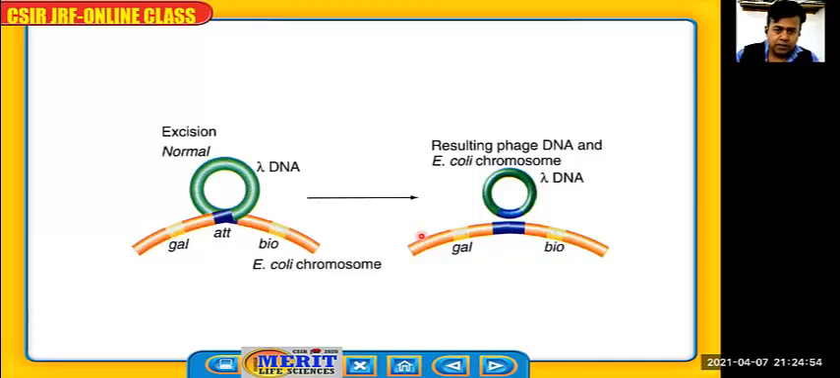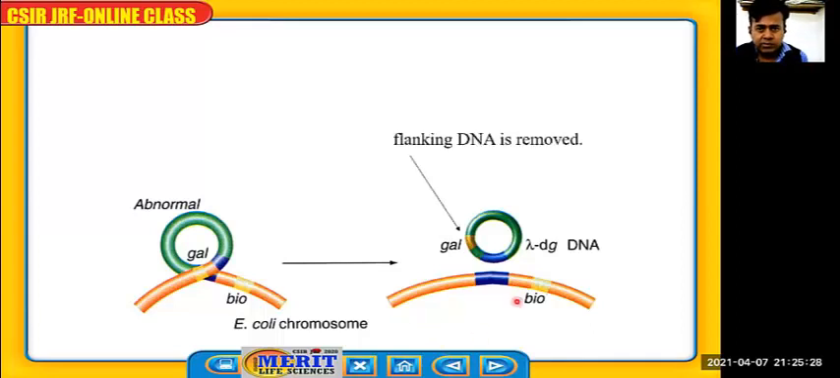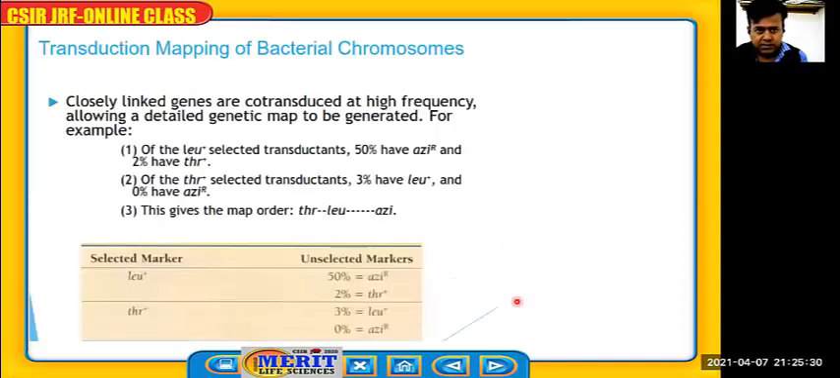Now you can see what is the abnormal part if gal becomes part of the lambda DNA, right? So forming the lambda dgal DNA. That's why we are talking about normal transduction and specialized transduction. So in a special condition, something different is going to happen, right?